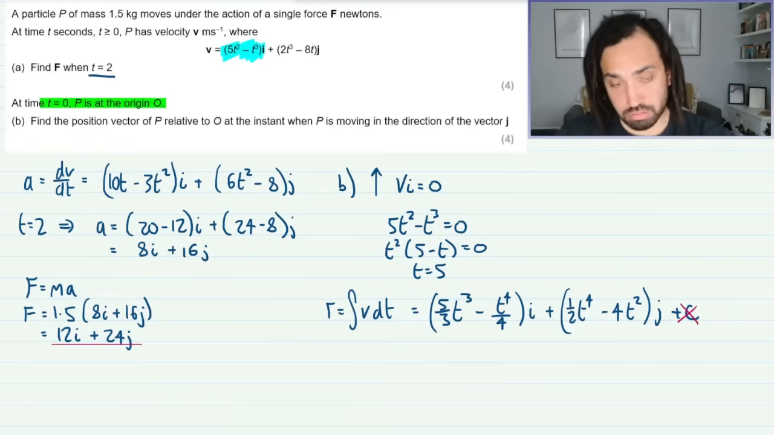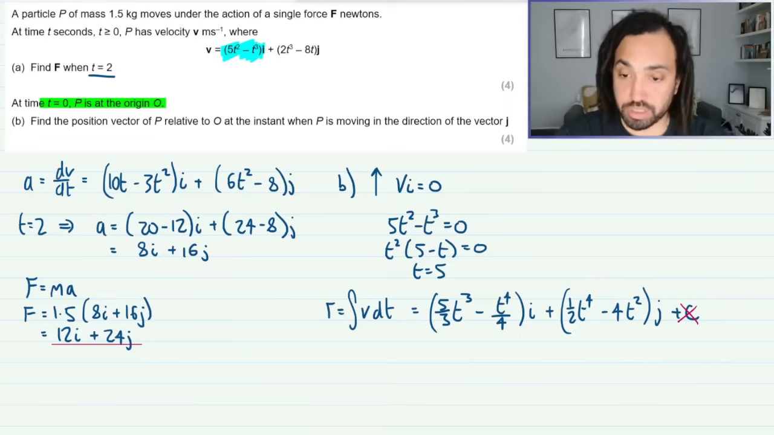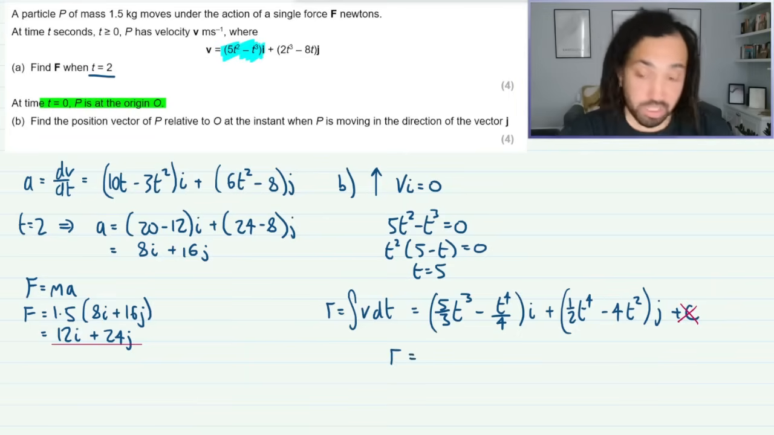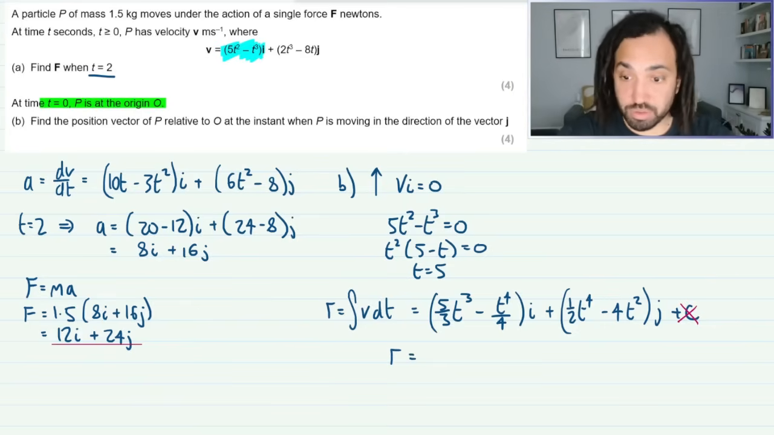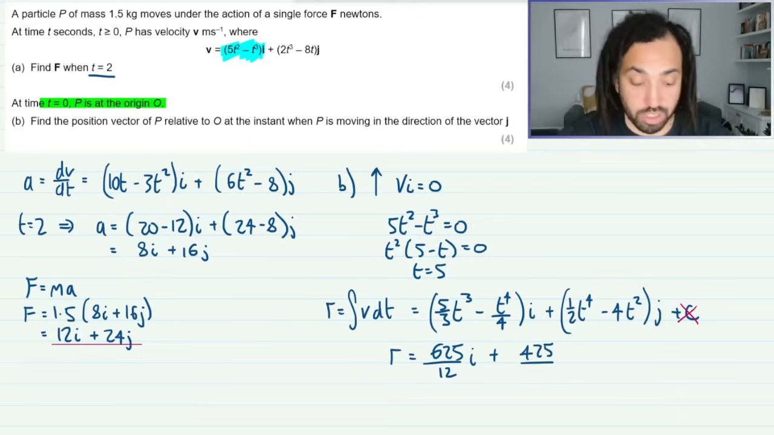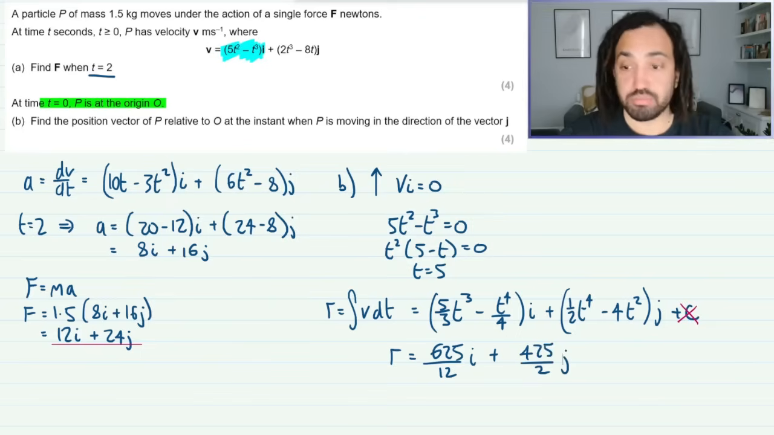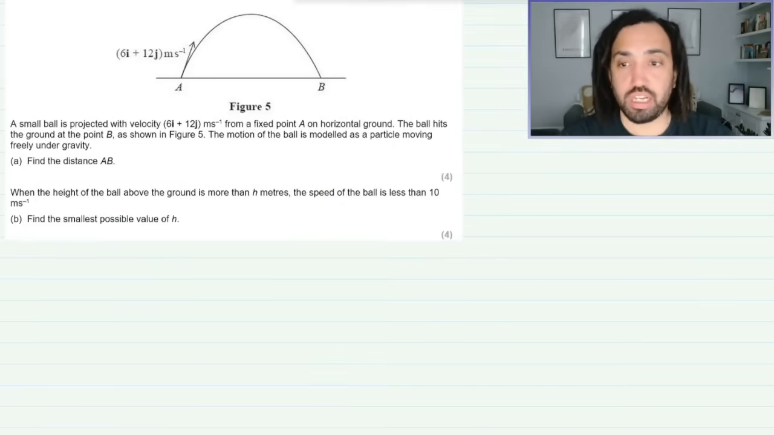And what do we do now? Aha, we have the time, we sub in the time, don't we? Yes, we do. So we sub in the time. I'm not going to bore you in doing that. So when we sub in t is equal to 5, we get 625 over 12i plus 425 over 2j. Perfect.